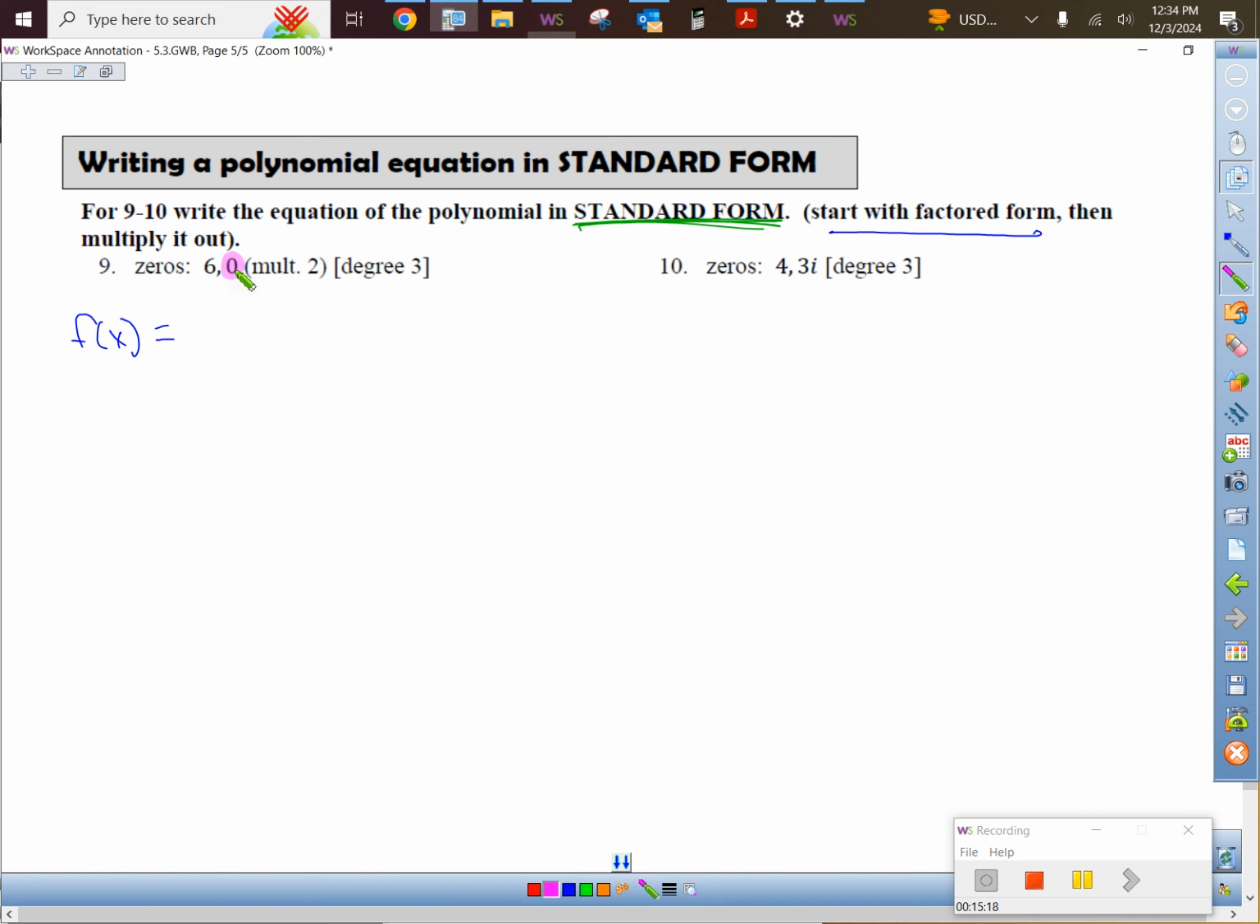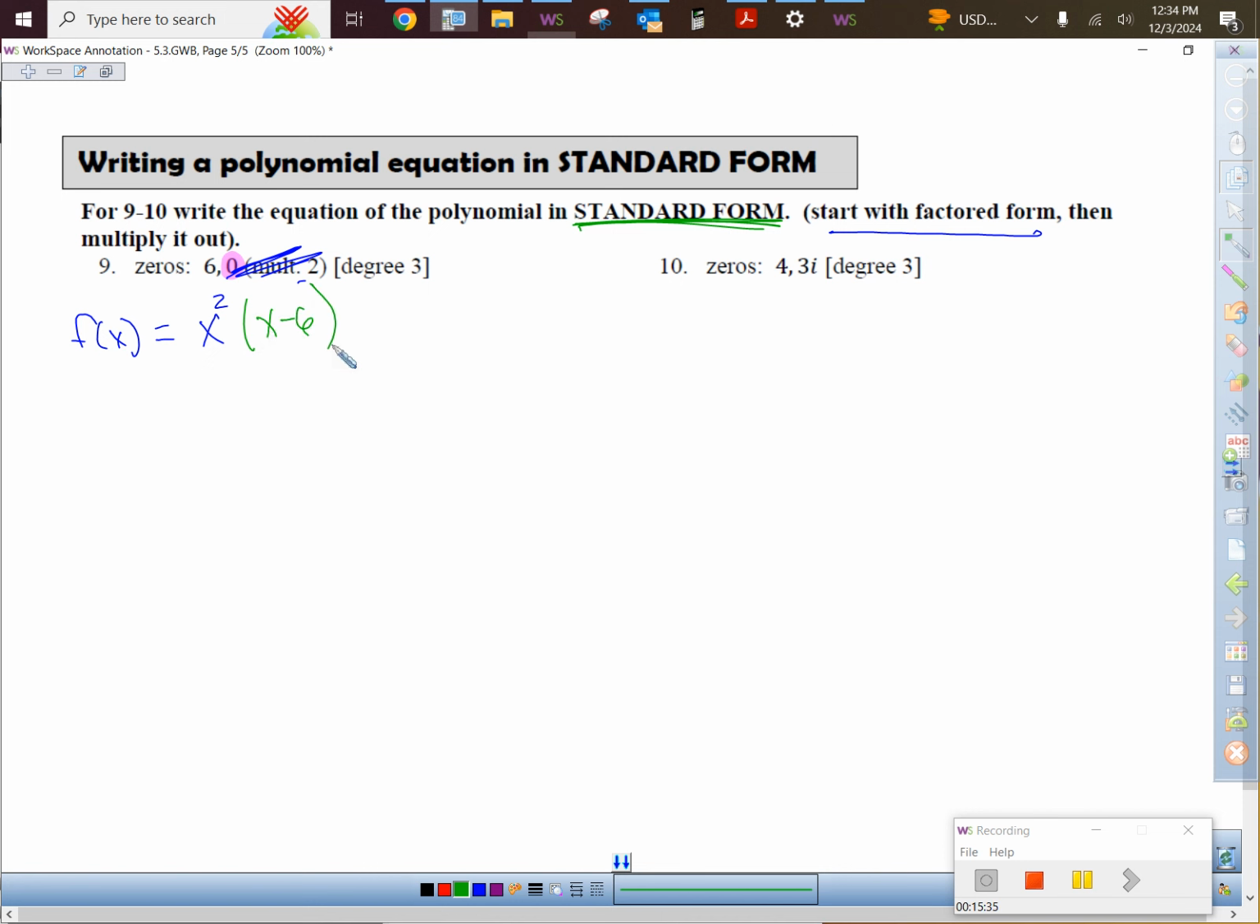Zero is a weird nugget right here. If 0 is a zero, you're just going to put x. Remember, it's not x minus 0, but he also has a multiplicity of 2, so that's actually x squared. So I've taken care of that guy. Then the other dude has a zero at 6, so he's a normal friend. It's just going to be x minus 6.